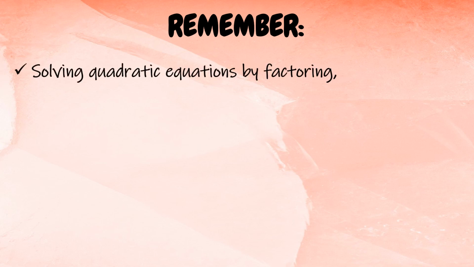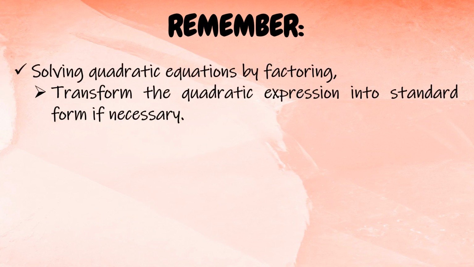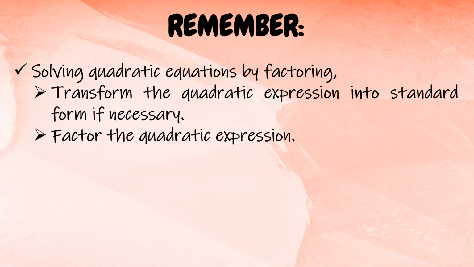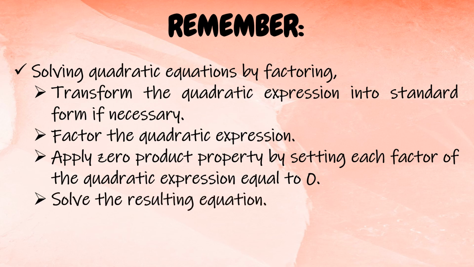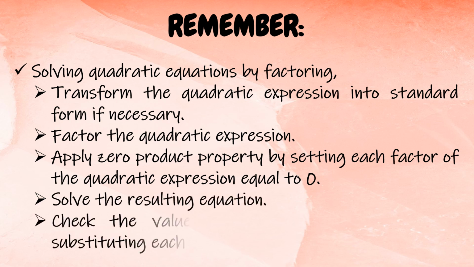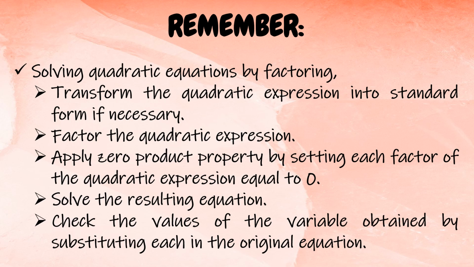Let us now summarize what we have learned in this part 2 of our lesson in solving quadratic equations by factoring. First, transform the quadratic expression into standard form if necessary. Second, factor the quadratic expression. Third, apply the zero product property by setting each factor of the quadratic expression equal to 0. Fourth, solve the resulting equations. And the last is to check the values of the variable obtained by substituting each in the original equation.